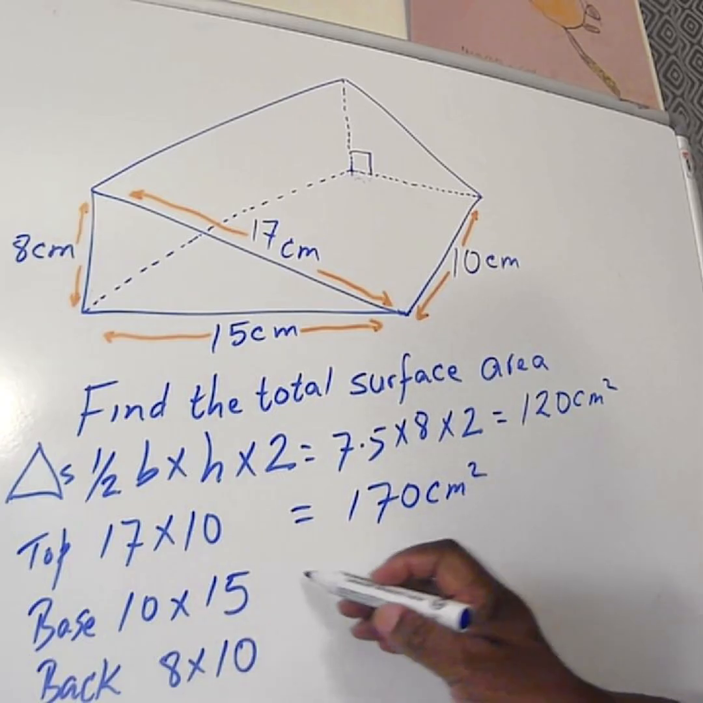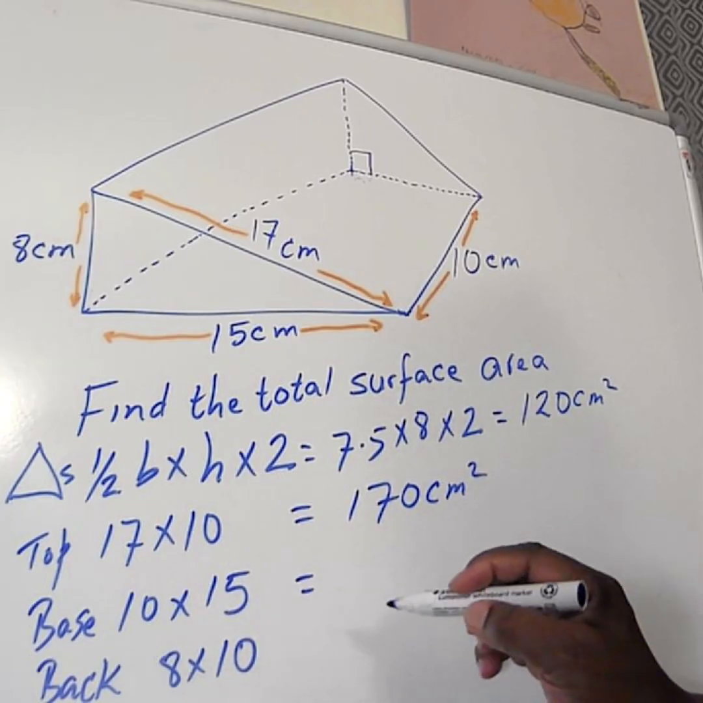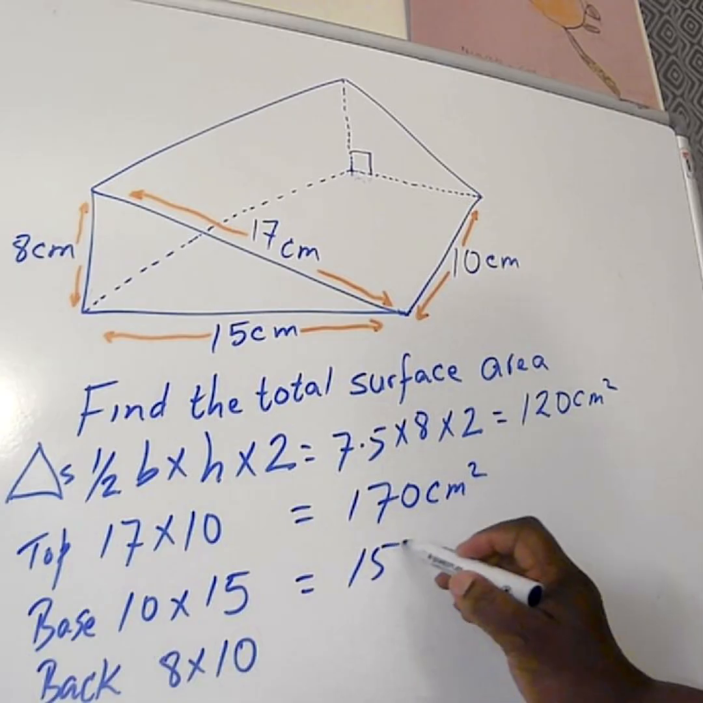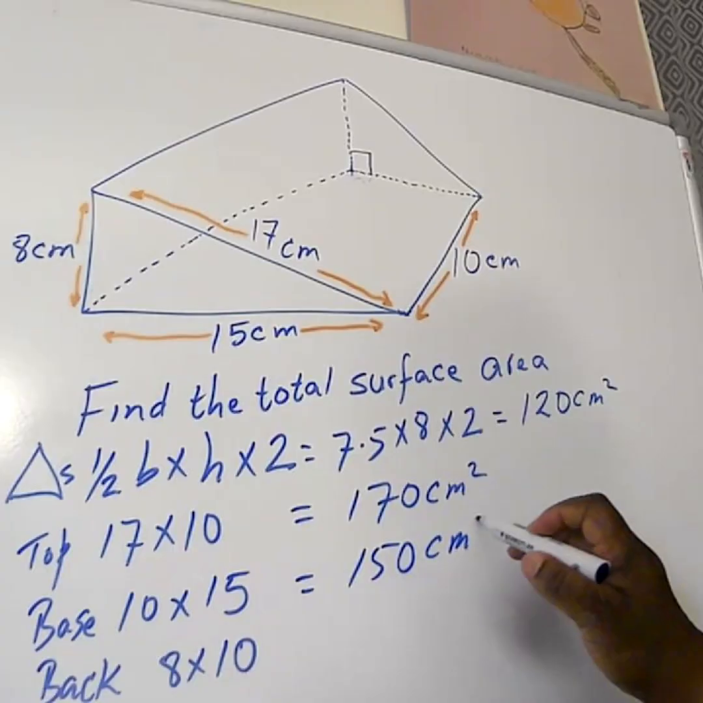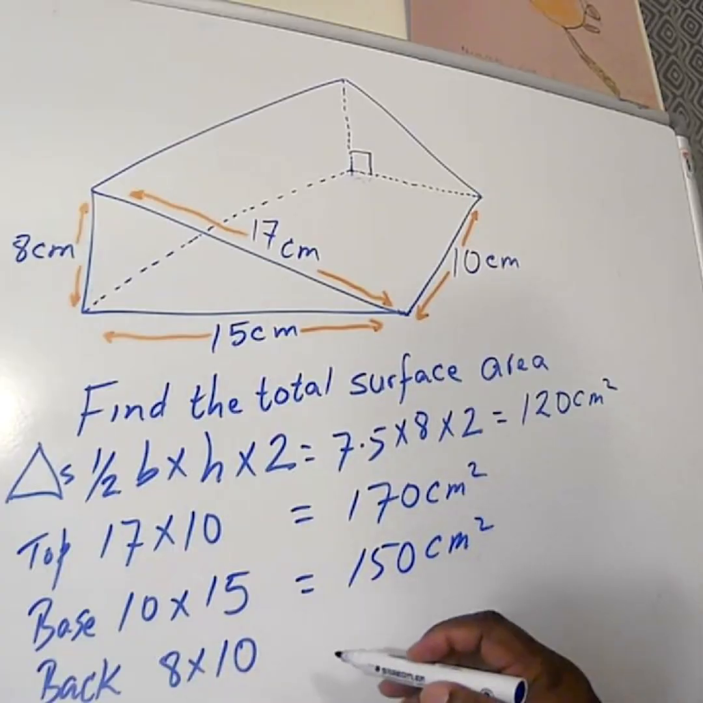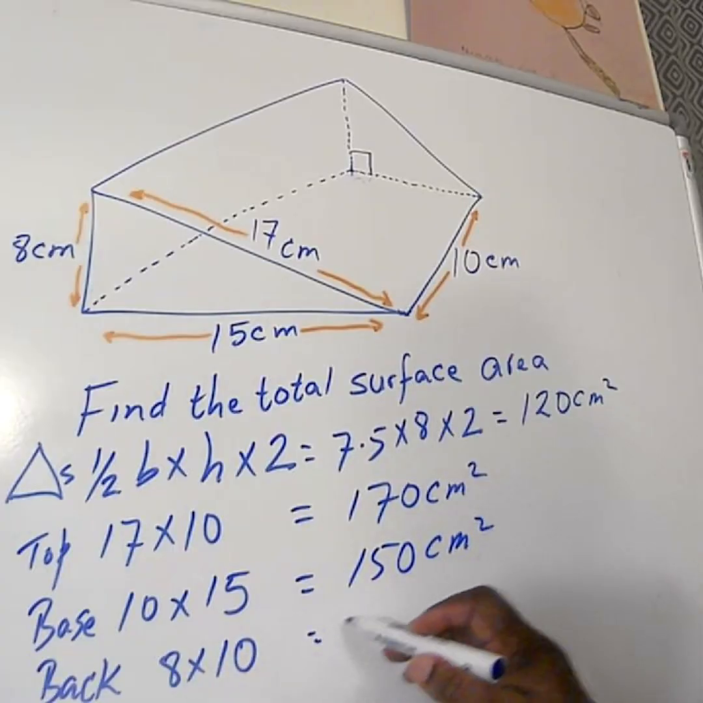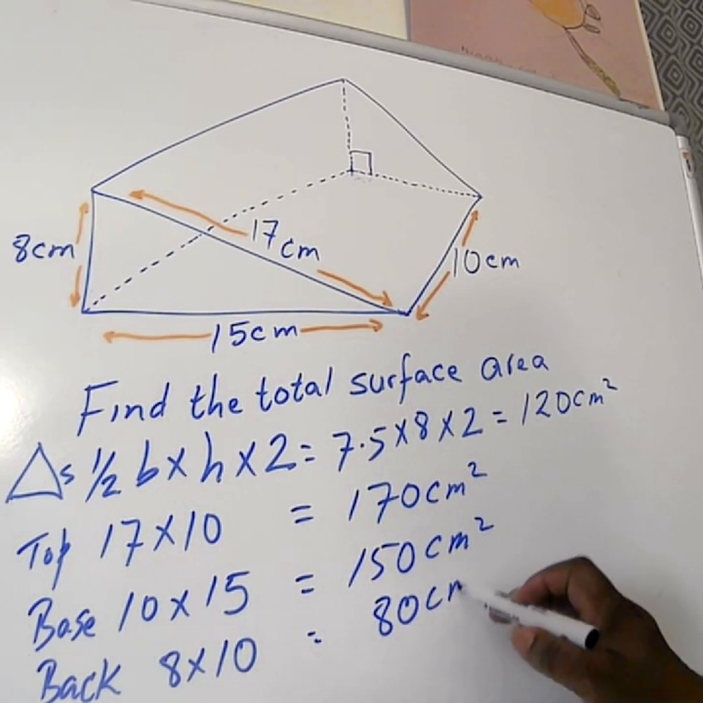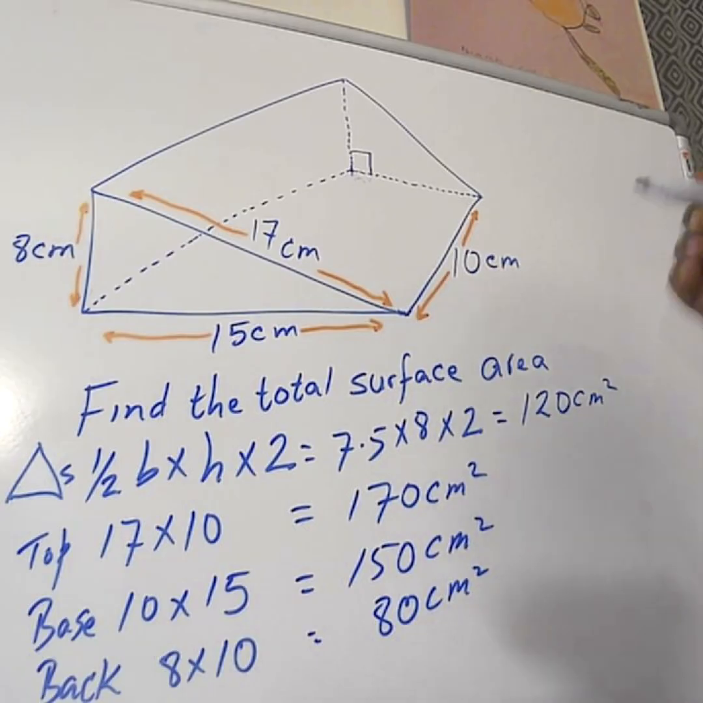10 times 15, which is 150 centimeters squared, and 8 times 10, which is 80 centimeters squared. And then we add them up.